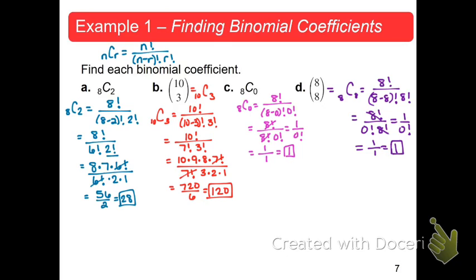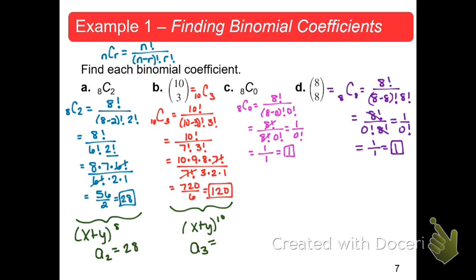Okay, so like this first one here, what this means is that if my exponent is 8, so if I was looking at (x + y)^8, when I look at that second term, I shouldn't say second yet. I'll explain more on this in a later video. But when I look for that a sub 2, then that tells me the coefficient piece is going to be 28. On this one, when I have (x + y)^10, this tells me that my a sub 3 for the coefficient part is going to be 120.